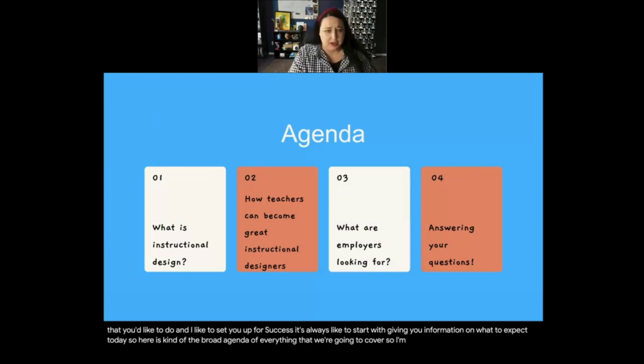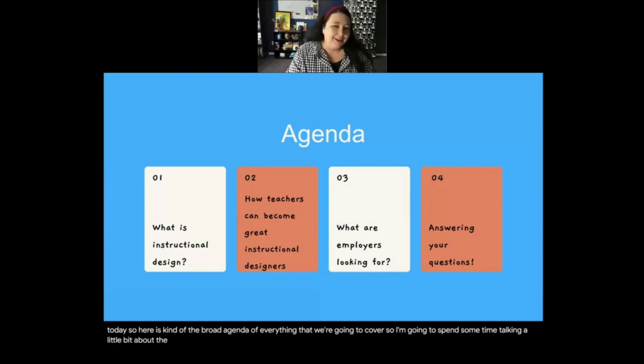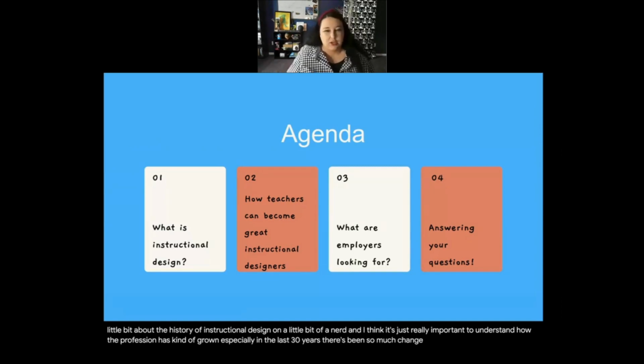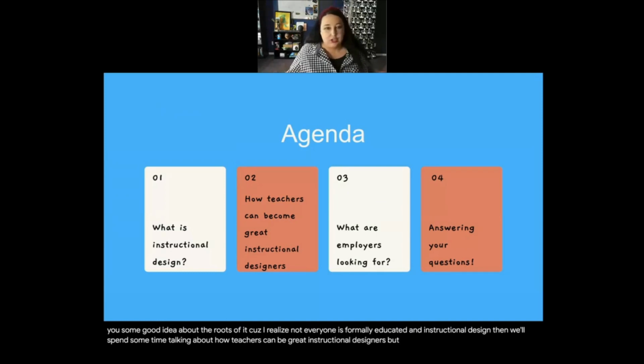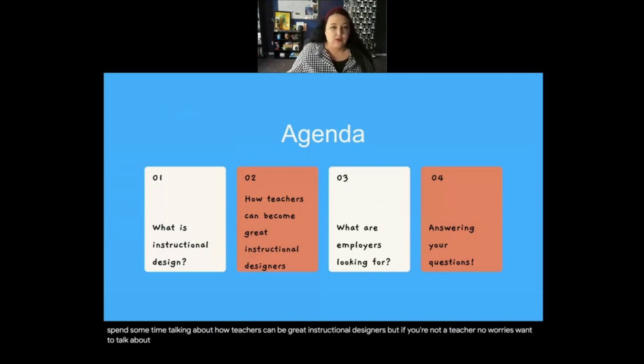So I'm going to spend some time talking a little bit about the history of instructional design. I'm a little bit of a nerd, and I think it's just really important to understand how the profession has kind of grown, especially in the last 30 years. There's been so much change in instructional design. Just to give you some good idea about the roots of it, because I realize not everyone is formally educated in instructional design. Then I'm going to spend some time talking about how teachers can be great instructional designers, but if you're not a teacher, no worries. When we talk about a lot of transferable skills, it's going to set you up for success.